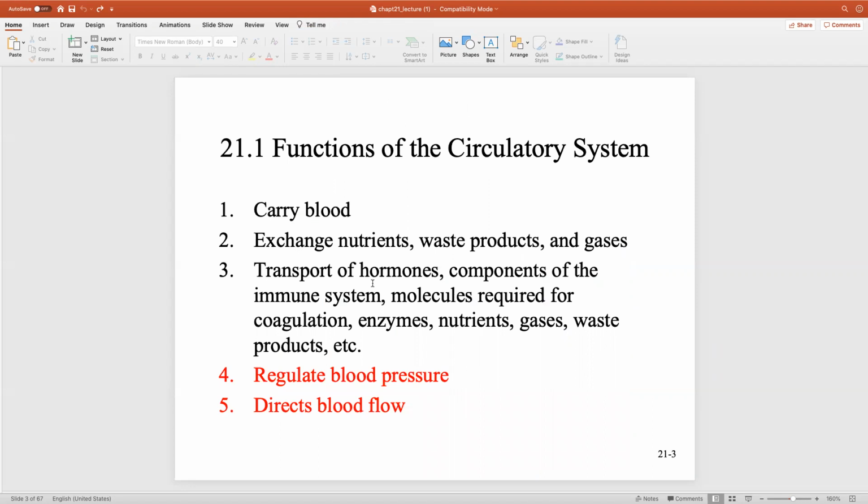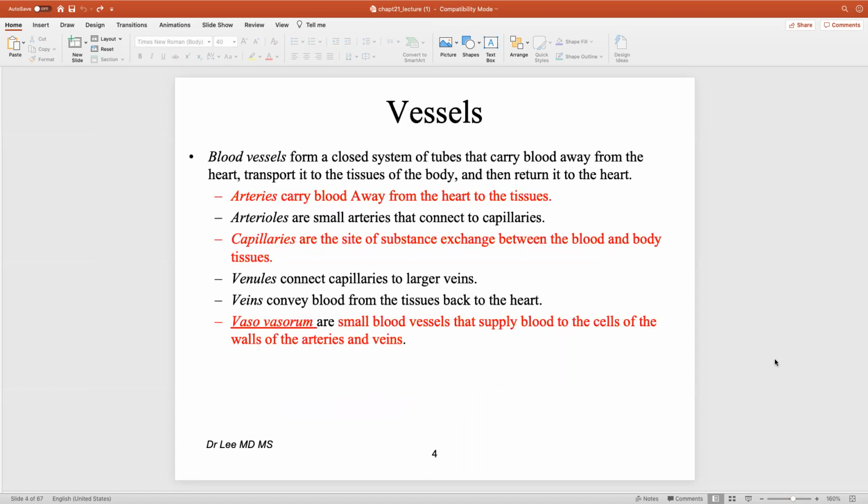So in terms of functions of the circulatory system, it carries blood, exchanges nutrients, waste, and gases, and transports hormones, components of the immune system, the antibodies, molecules required for coagulation or clotting factors, enzymes, nutrients, gases, and waste as well. And these are the ones we're going to really focus on: regulating blood pressure and directing blood flow so that we bring blood to the most active regions. The big picture thing I want you to always think about is this: the more active the region, the more energy it needs. The more energy, the more blood it requires.